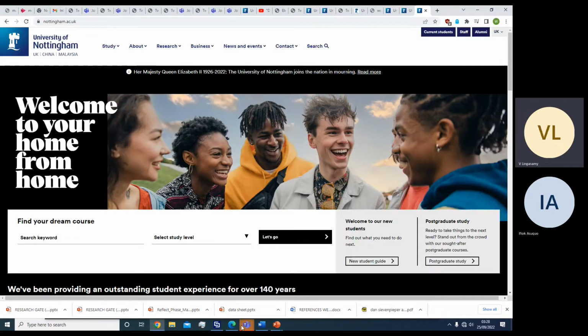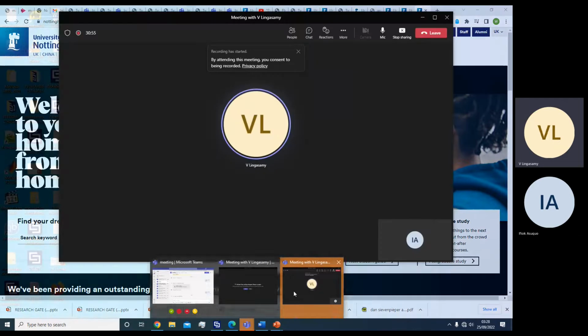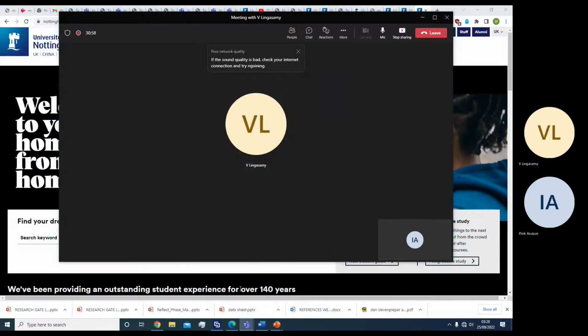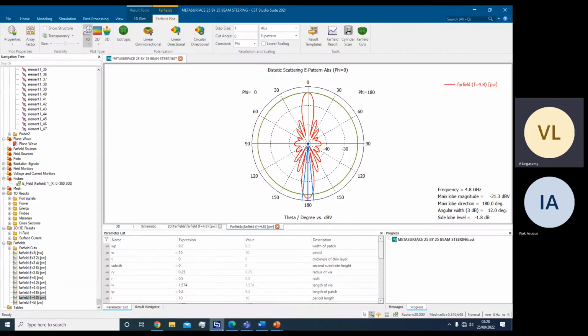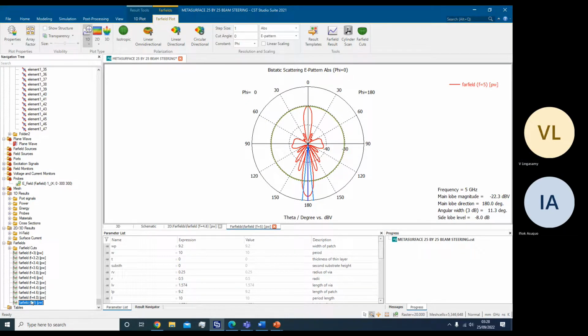See, wait. See the far field plot. Can you go to far field plot? Can you see my screen? Yes, I can see your screen. So here, see, far field. This will plot for the last case only. Only one case, basically. But each case, you have to simulate again and again. That's all.